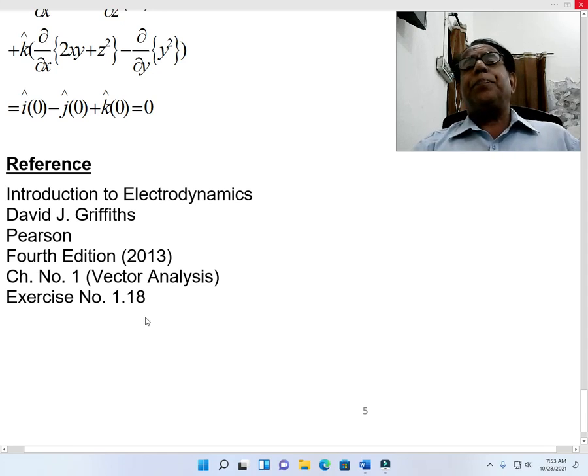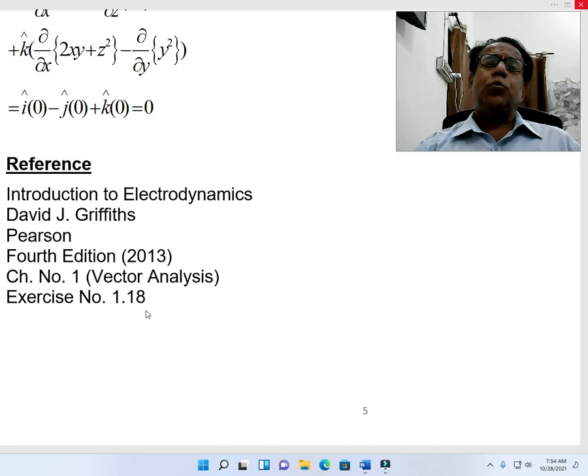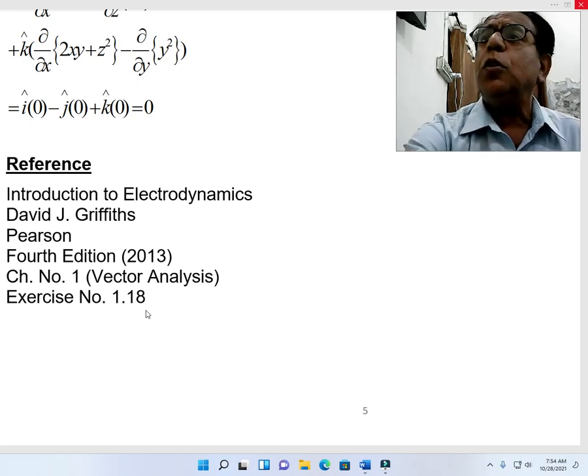This problem has been chosen from the book Introduction to Electrodynamics. Its author is David J. Griffiths. Its publisher is Pearson. Its 4th edition, 2013, has been followed. Here chapter number 1, that is vector analysis, is under consideration, and this chapter is equally beneficial for our course mathematical methods in physics. This problem has been chosen from exercise number 1.18 of this book, and this is the end of our module.